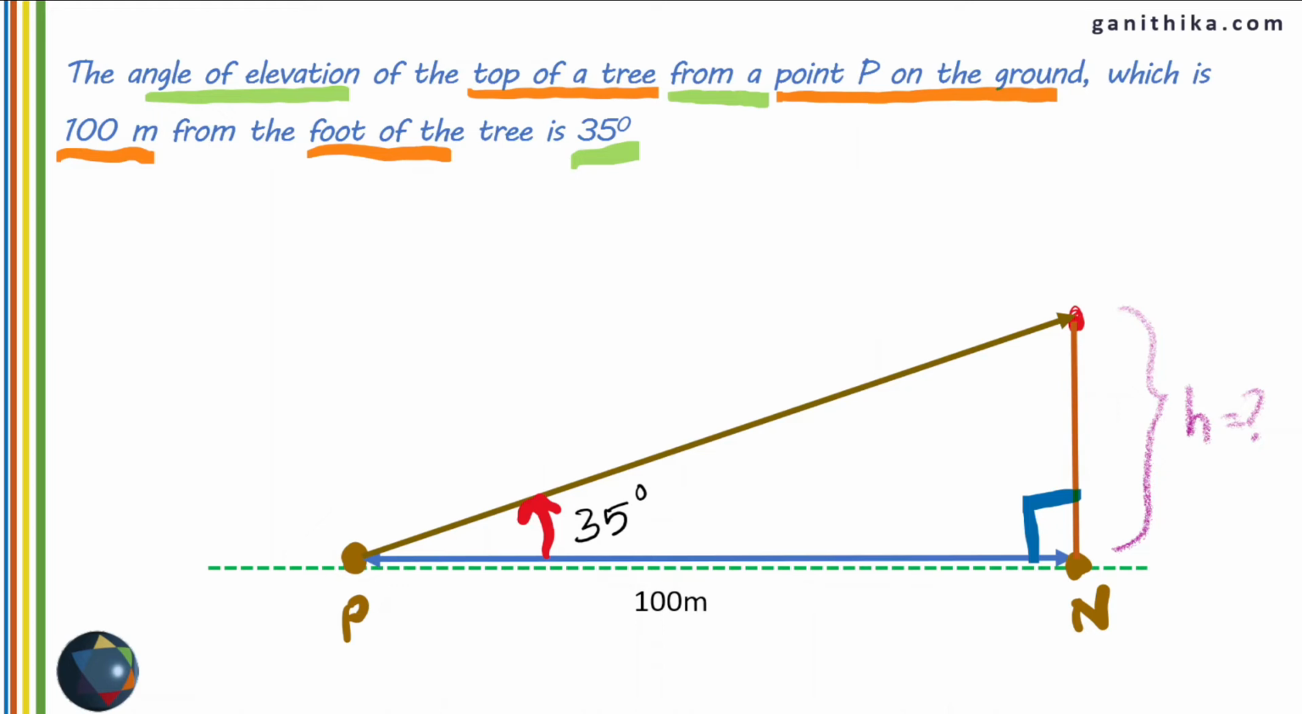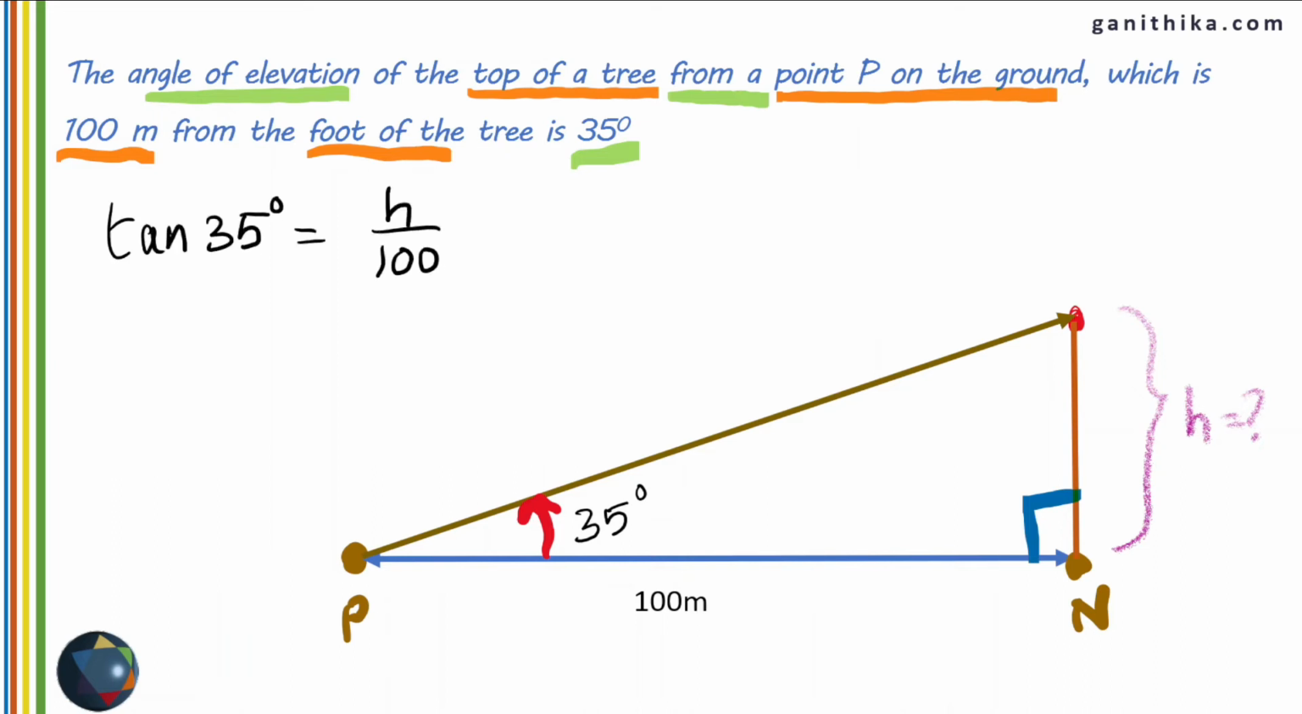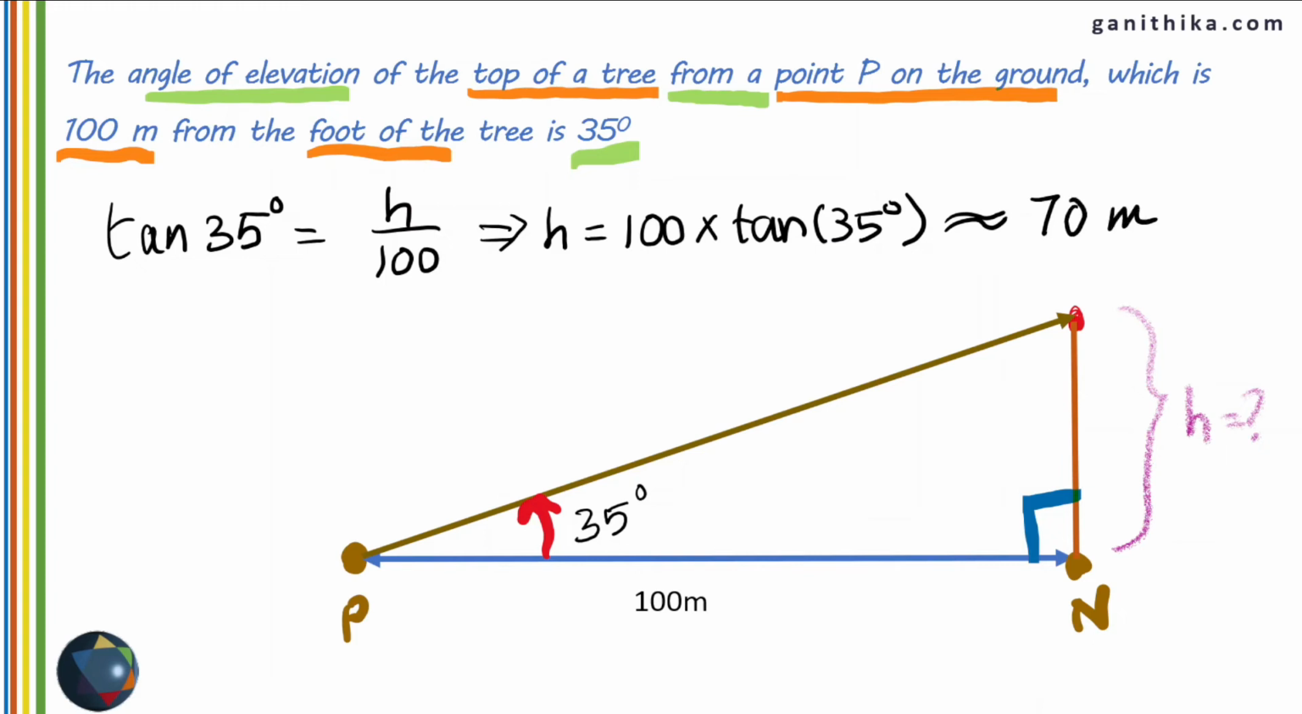So you can see that you are given an angle, it is a right angle triangle. You want the height h and 100 meters is given. Considering all the sides, you can see that we have opposite over adjacent for 35 degrees. Therefore, we can use the tan ratio. Tan 35 degrees is equal to h over 100. Simplifying this, you can pause the video and find the value of h, which is approximately going to be equal to 70 meters. So the height of the tree in this case is 70 meters approximately.